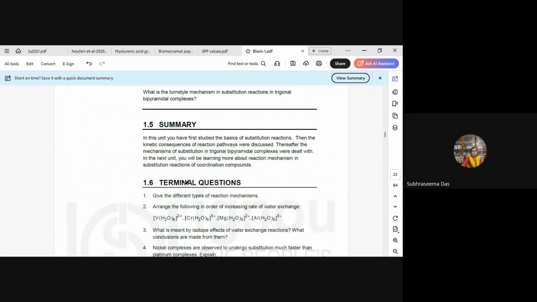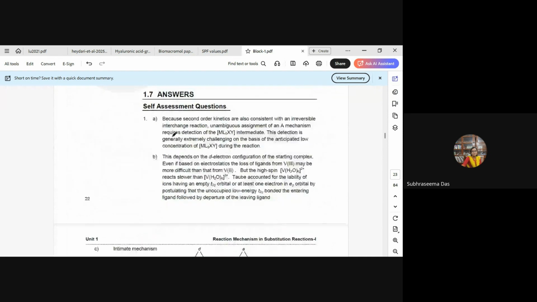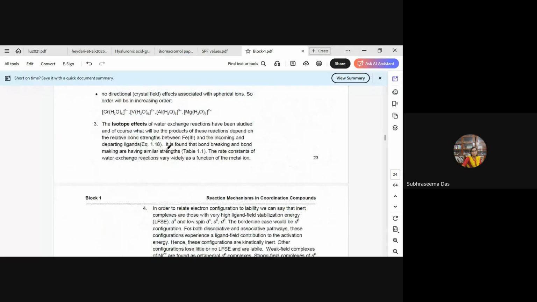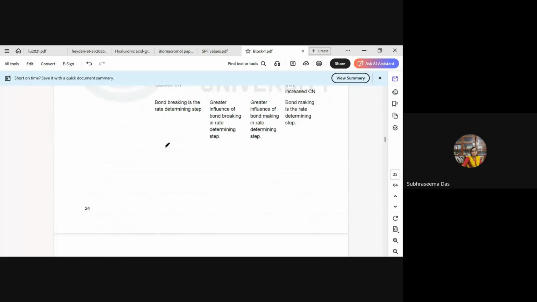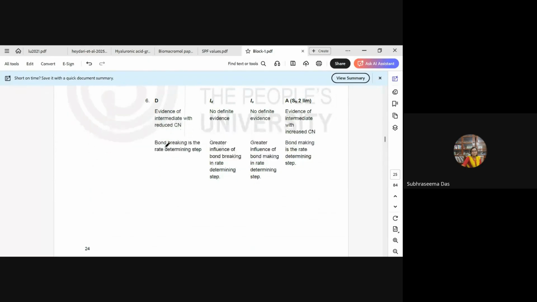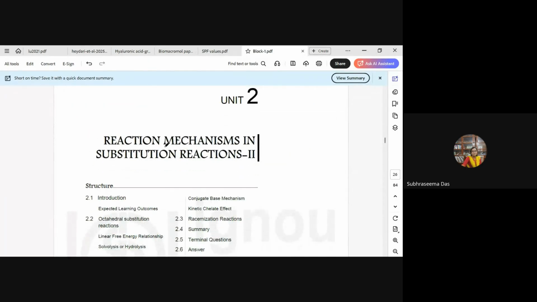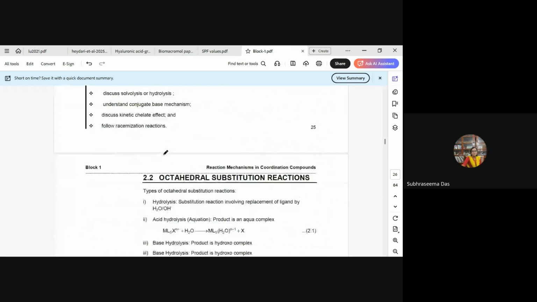So this unit is finished with this part. These are some of the questions on unit 1. Then coming to unit 2, this is the reaction mechanisms in substitution reactions, part 2.